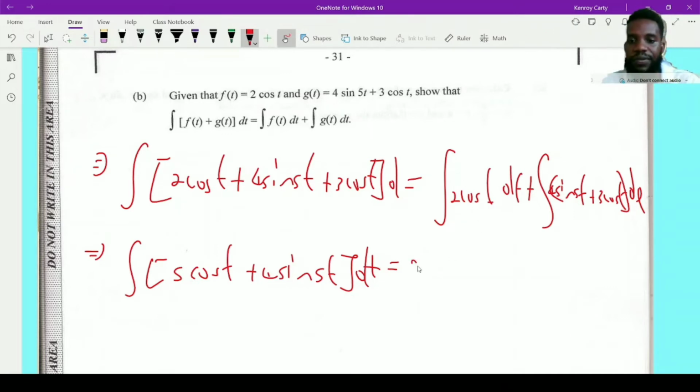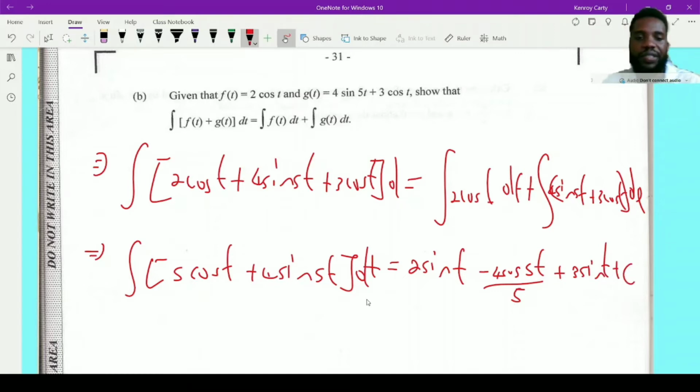So I'm going to have 2 sine t plus, if I integrate 4 sine 5t, I'm going to get, well, let me take out the plus sign because that's going to give me a negative now. So when you integrate sine, you get a negative cos, alright? So I'm going to get a negative 4 cos 5t. And of course, I'm going to divide by the differential of a 5t, which is 5. So over 5. Plus, when I integrate cos, I'm going to get sine. So I'm going to have 3 sine t plus a constant of integration c.